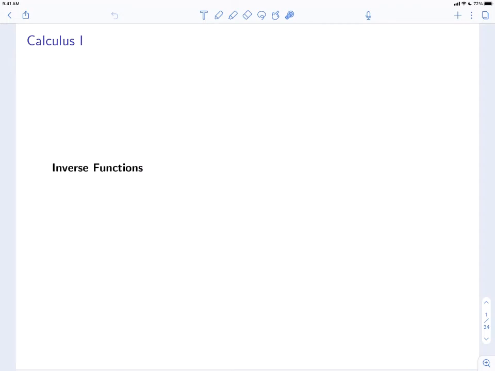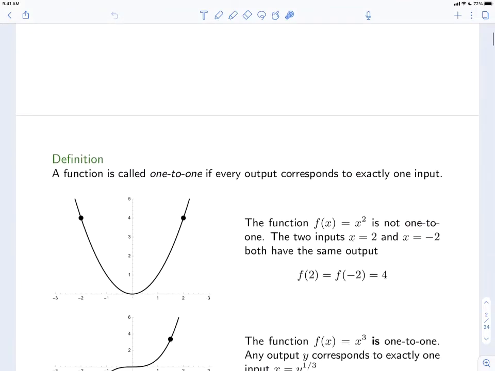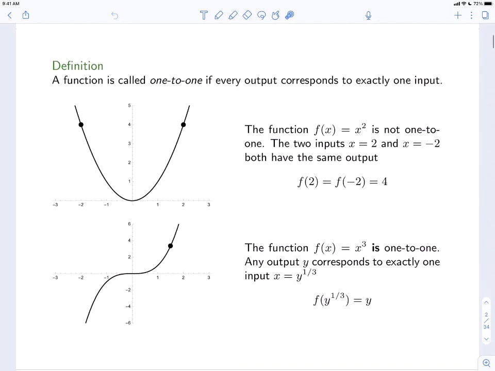In this video, we're going to talk about inverse functions. So in order to talk about an inverse function, we have to start with a one-to-one function. A function is called one-to-one if every output corresponds to exactly one input.